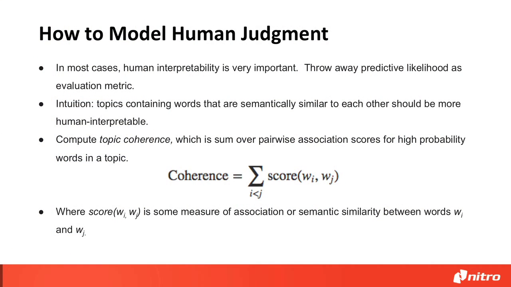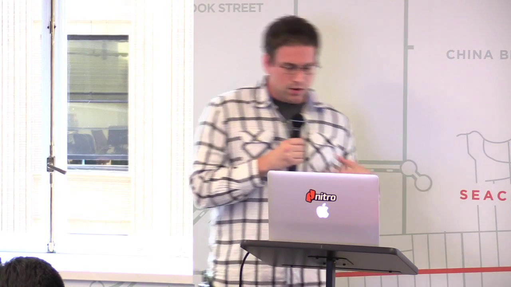This result caused people to move away from the predictive likelihood evaluation metric and move towards trying to evaluate topic models by modeling this human interpretability. The intuition is that topics whose high probability words are semantically similar to each other should be topics that are human interpretable, and vice versa. So this topic coherence general formula was created: you take the high probability words within a topic, and then compute the pairwise semantic similarity between each pair.